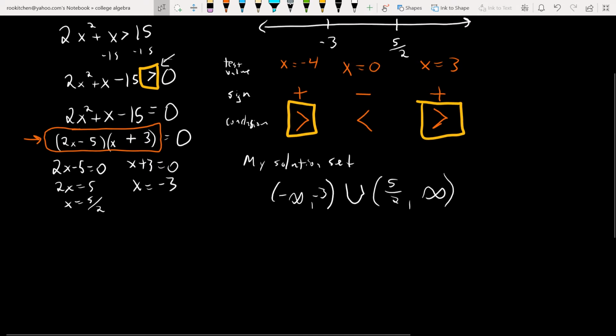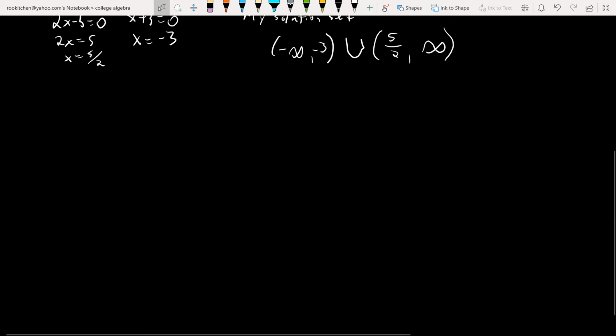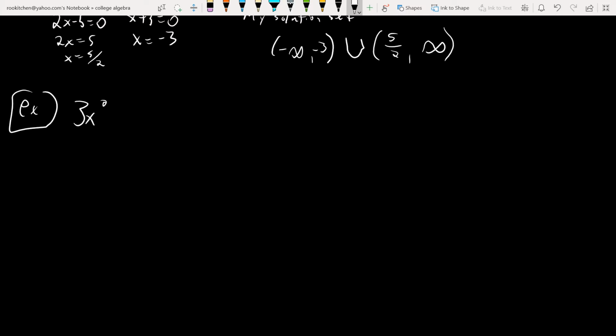Okay. So let's just try another one of these. This time we'll have a line underneath. So 3x squared plus 16x less than or equal to -5. It's the same procedure.